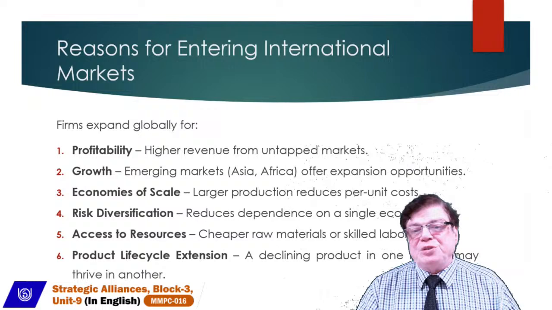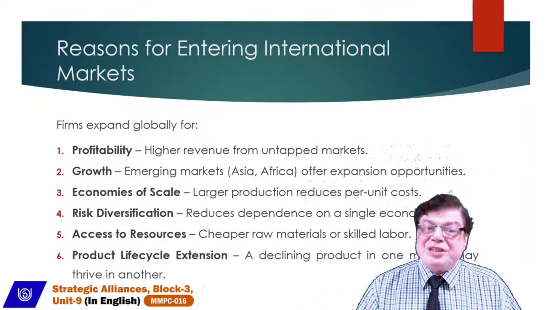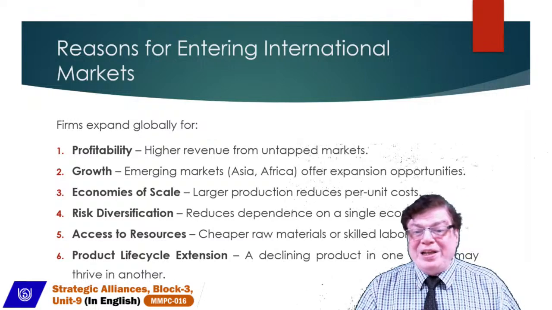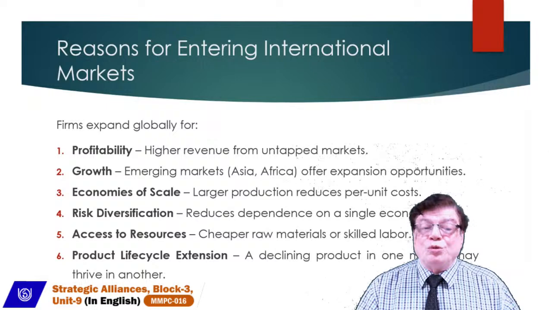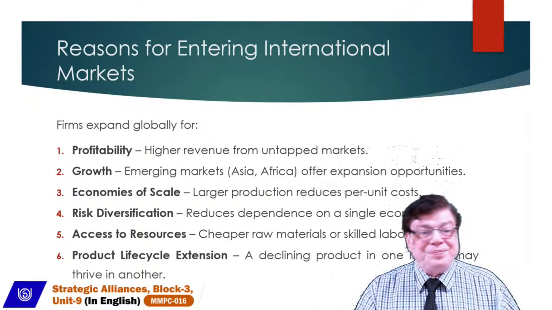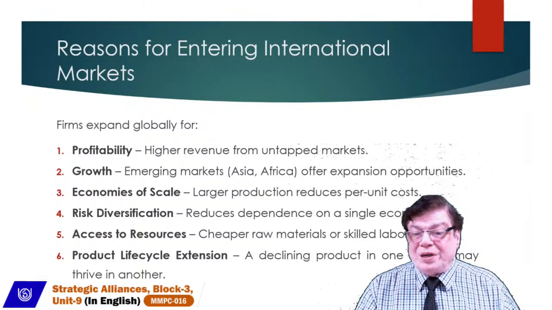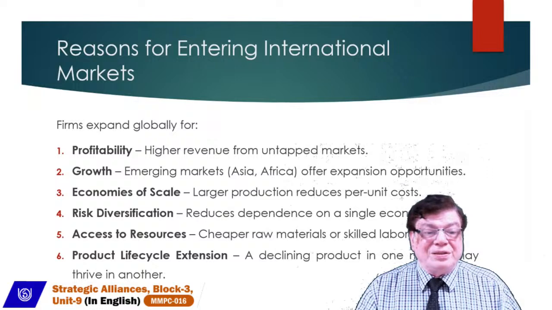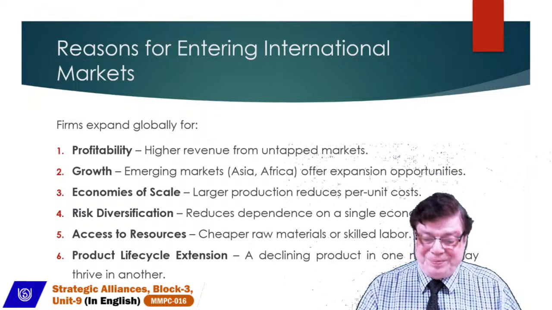Large production reduces per unit cost. Risk diversification: risk will be diversified, reducing dependence on a single economy. Access to resources: you can get cheaper raw materials or skilled labor. Then product life cycle extension: a declining product in one market may thrive in another market. If you are unable to sell in one country, you can sell it in another country.